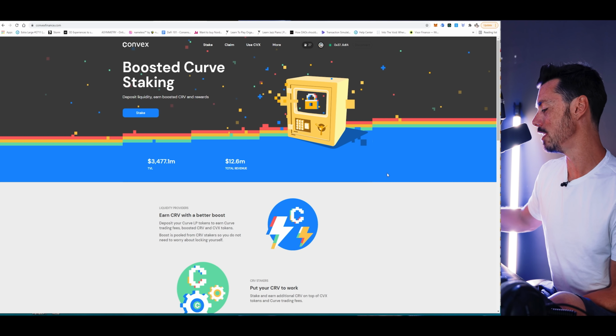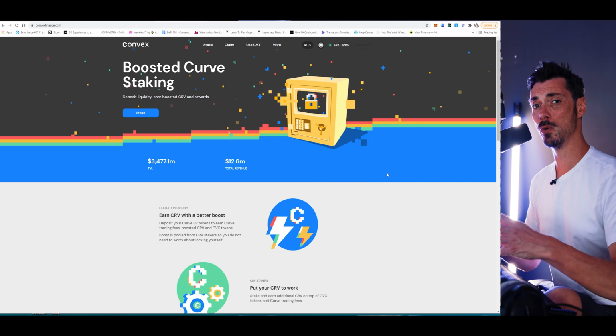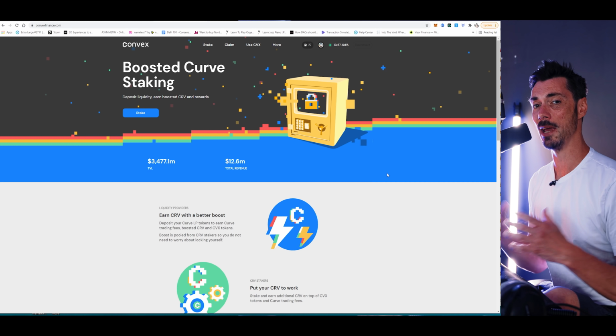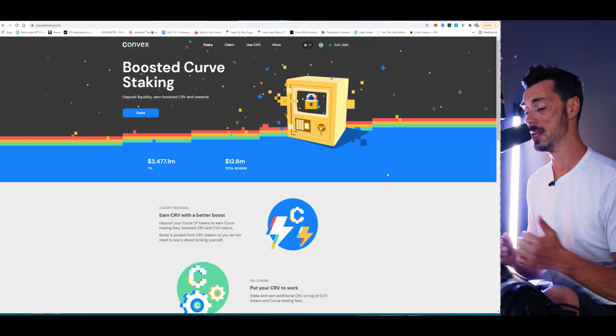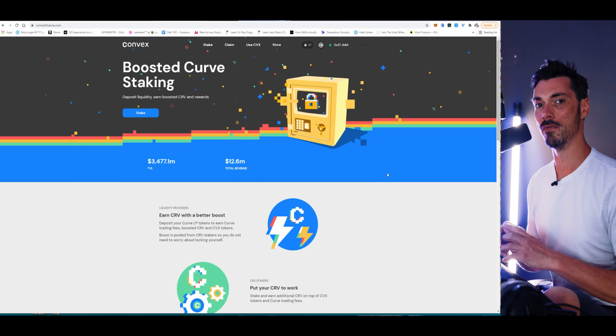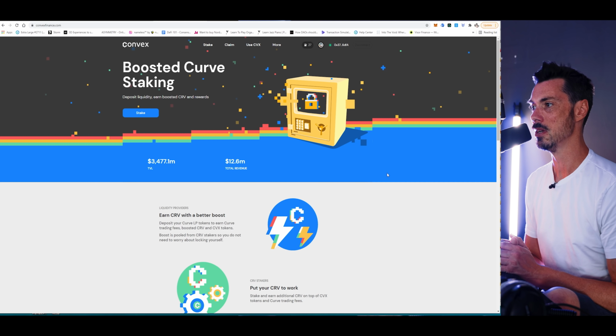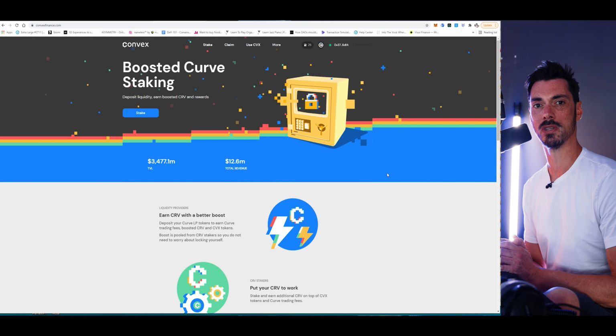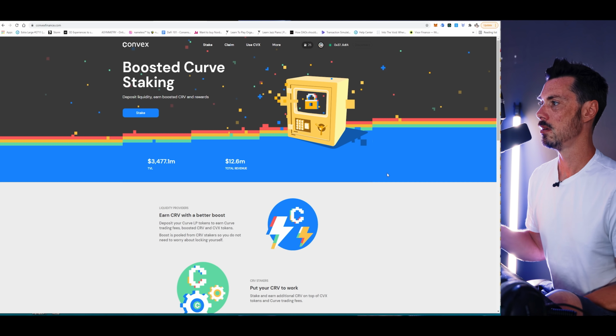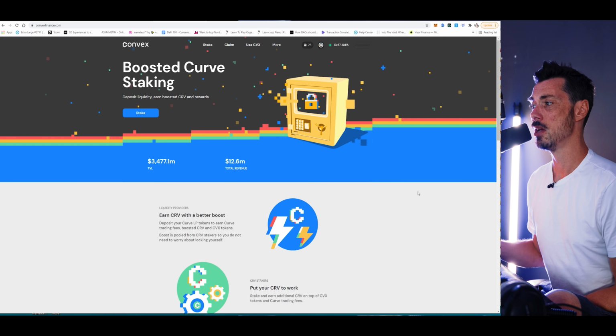And the way they do that is they say, if we all work as one big pool to get this better boost on CRV, it will make it a lot easier for us, A, to get people in and out of a boosted token. And it will also mean that we can give you extra rewards as well for doing so. Which is good for everyone, basically.